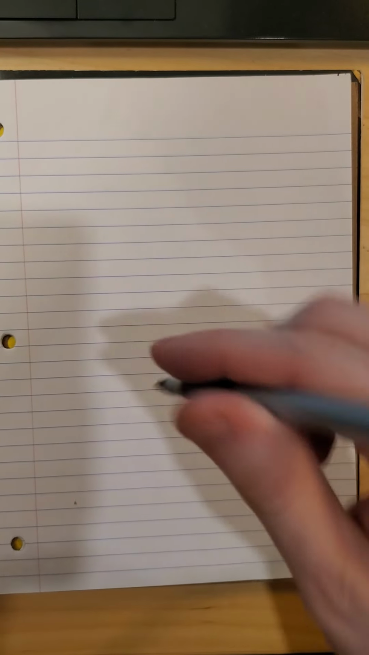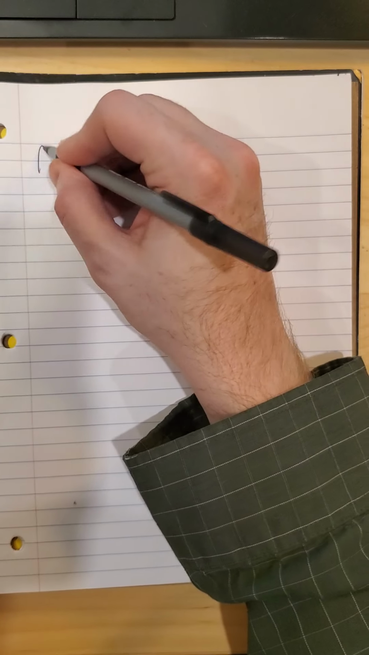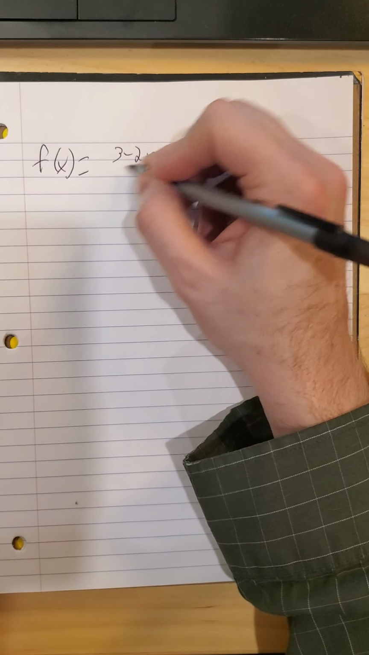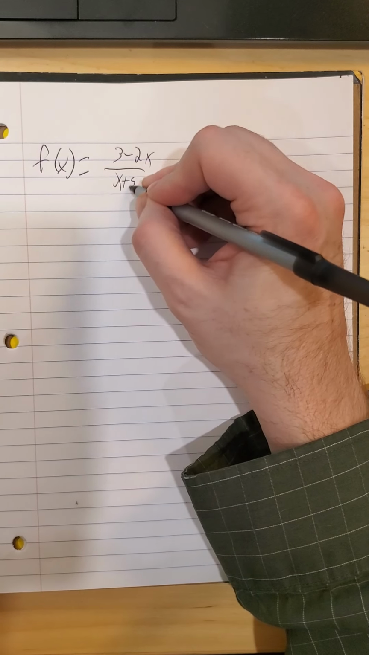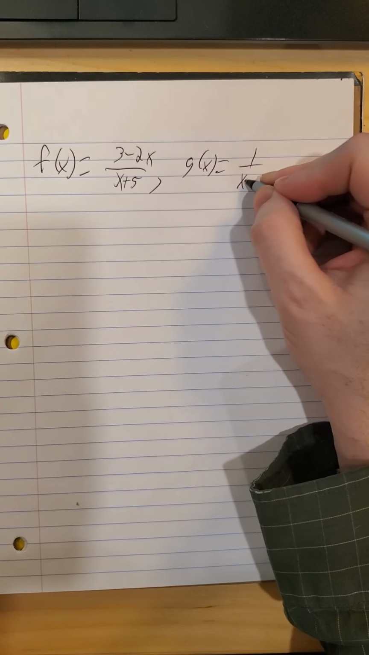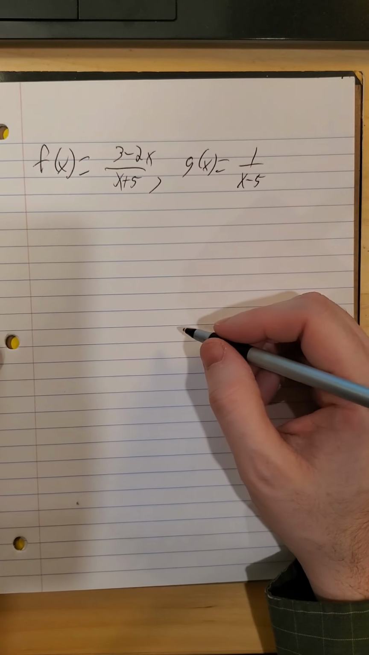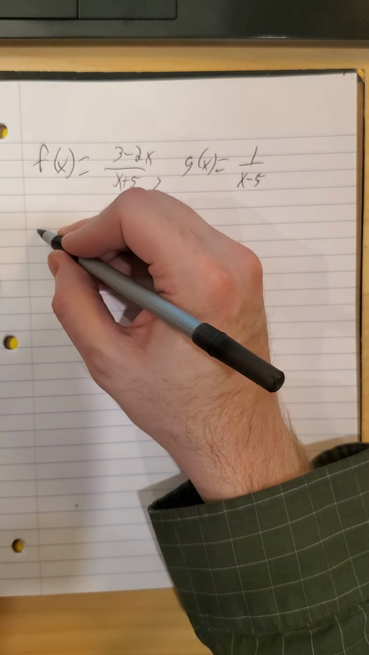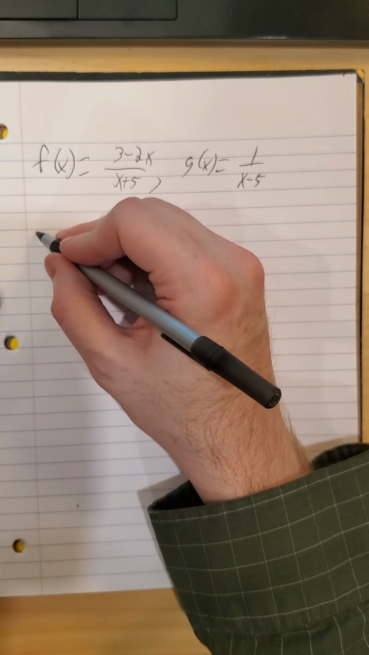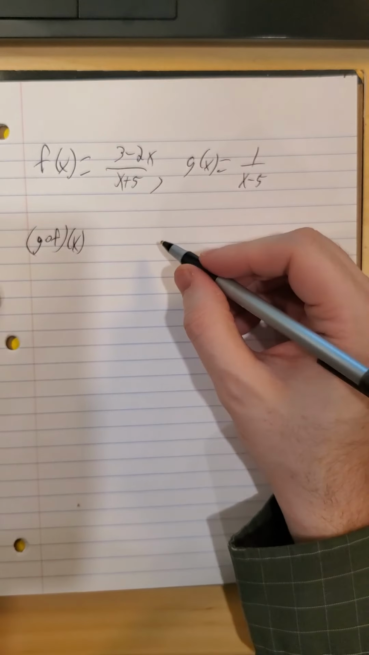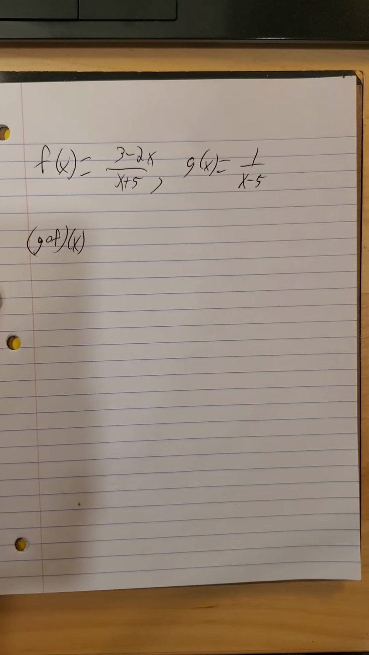Now, occasionally we get to play with rational functions in composition. So we might have f of x is 3 minus 2x over x plus 5, and g of x is the reciprocal of x minus 5. Now they could ask us for, let's do g of f of x on this one, and we'll talk about domain restrictions.